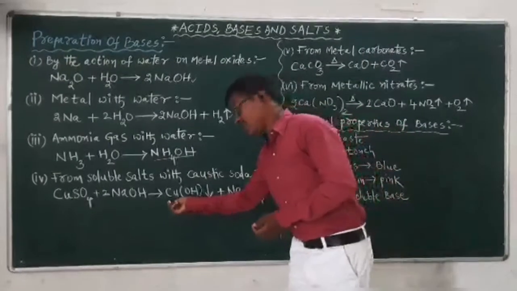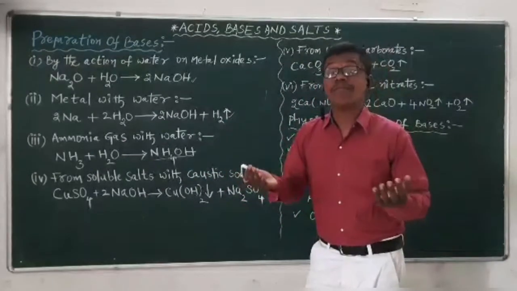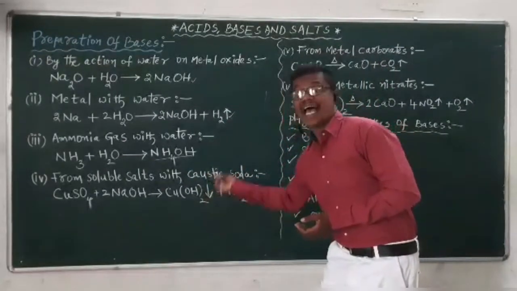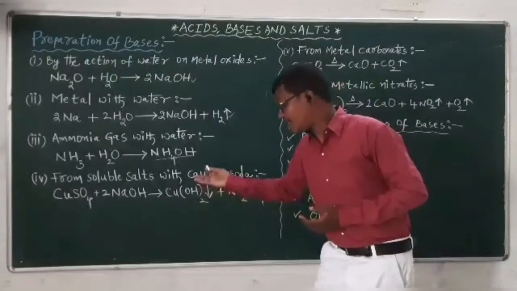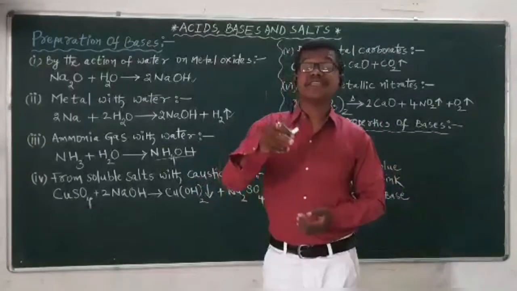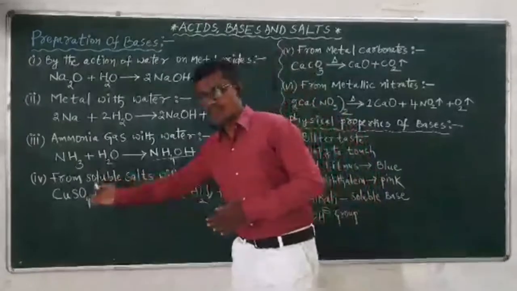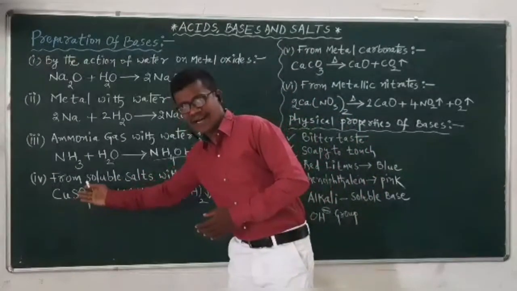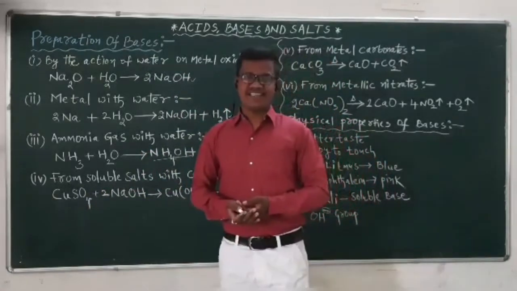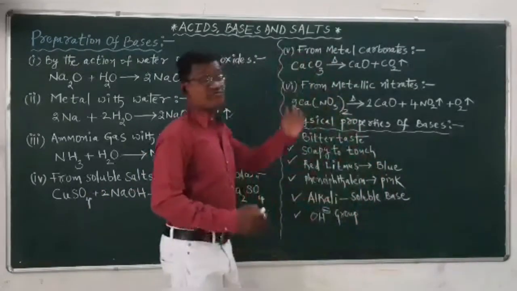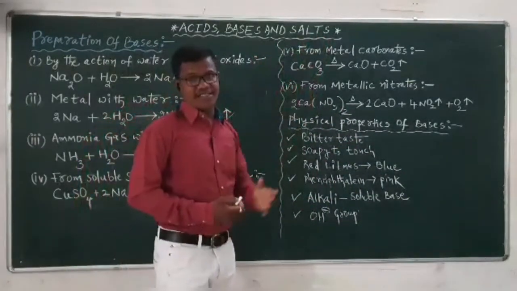But here the copper hydroxide is an insoluble solid. So you can call it PPT. That is why the downward arrow. Precipitate is shown with the downward arrow. So here the copper hydroxide is a precipitate. That is coming from when the soluble salt in water, copper sulfate, is reacting with caustic soda, which is called sodium hydroxide. And if you move to the fifth plan for bases preparation, that is from metal carbonates.